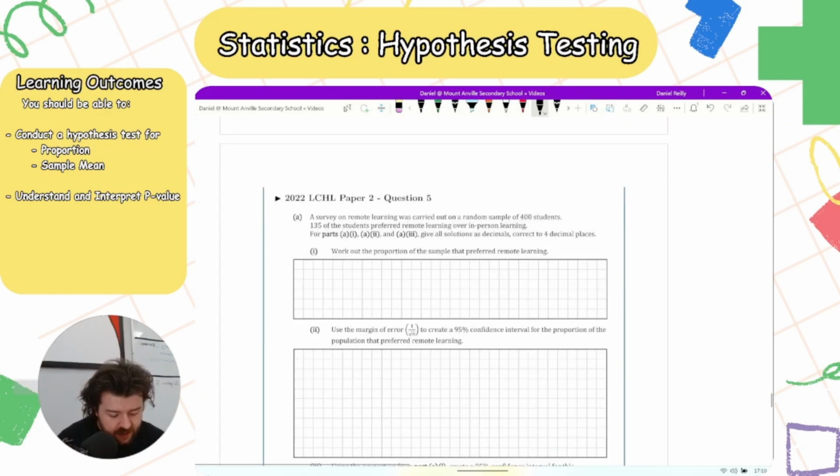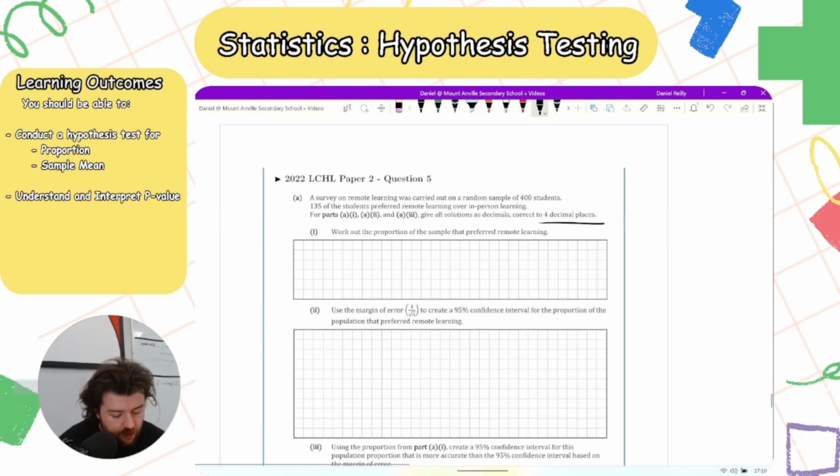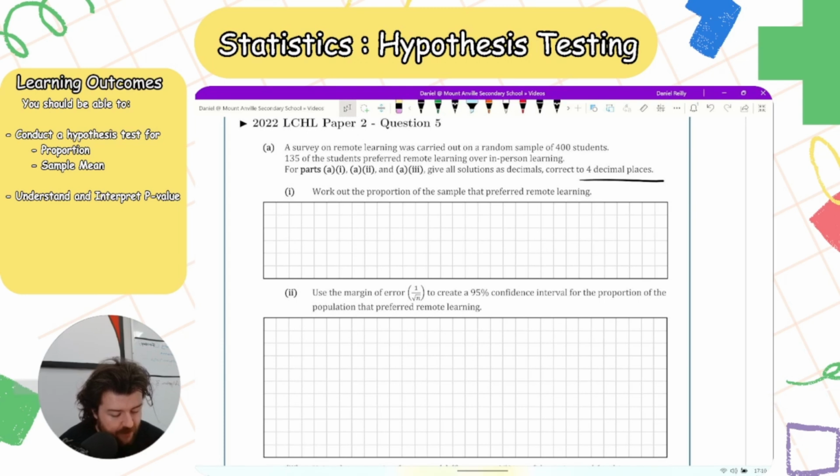Right. Let's look at this one now, 2020. So in a survey on remote learning carried out on a random sample of 400 students, 135 of the students preferred remote learning over in-person learning. Give all your answers to 4 decimal places. So work out the proportion of the sample that preferred remote learning. So 135 over 400, which is 0.3375. Stunning. Right.